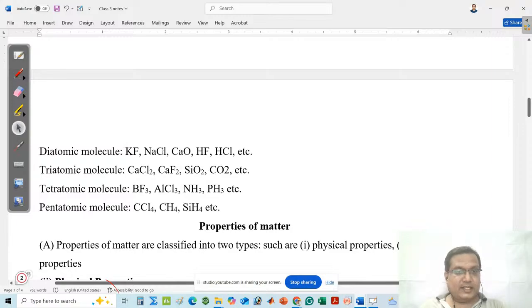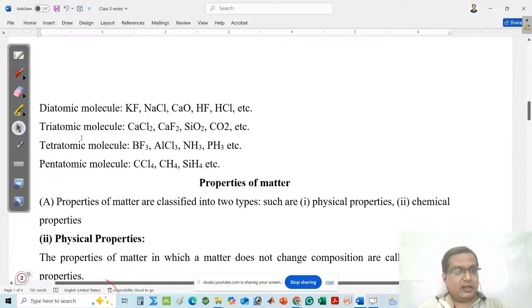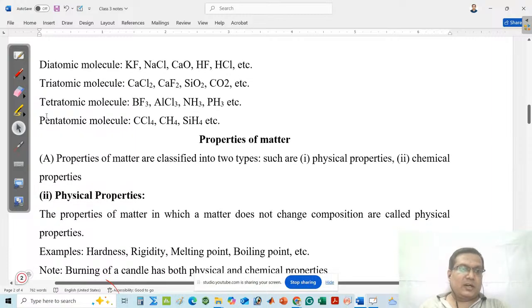Look at that: NaCl, CaO, HF, HCl, KF. These are said to be diatomic molecules. CaCl2, CF2, SiO2, CO2. These are said to be triatomic molecules. BF3, AlCl3, NH3, PH3, these are said to be tetra atomic molecules. CCl4, CH4, SiH4, these are said to be pentaatomic molecules, because there are a total of five atoms.